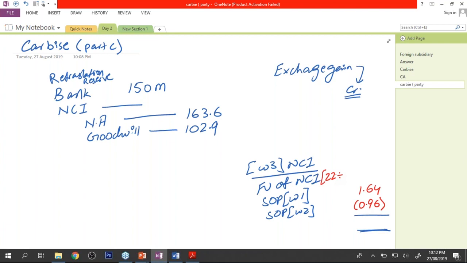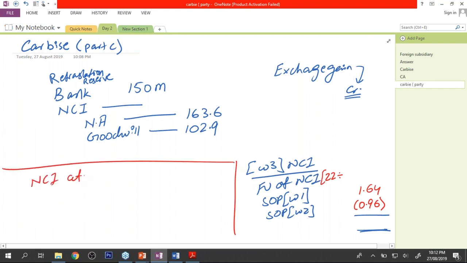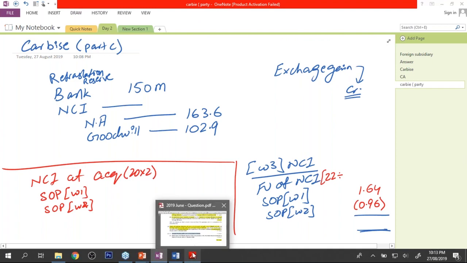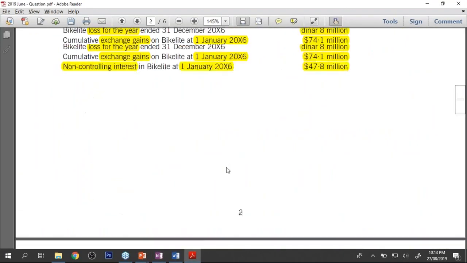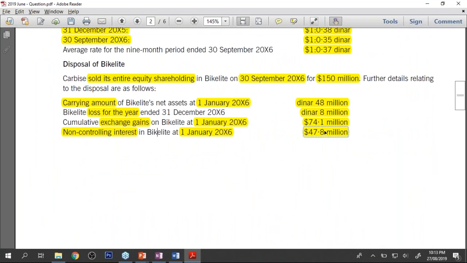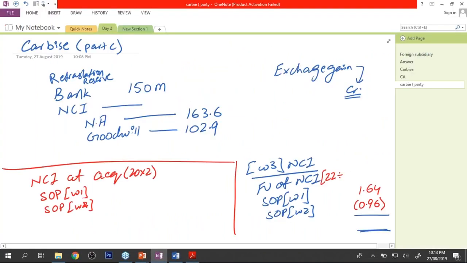Okay, let me write the details so that it's more easily understandable for you people. Because the value of the NCI is at acquisition, which was 20x2, we need to add the share of profit from working 1 and working 2. In fact, if I refer back to the question, it had given us the NCI at the start, which was 47.8. So we don't need to start actually from the acquisition. We can simply start from 47.8.